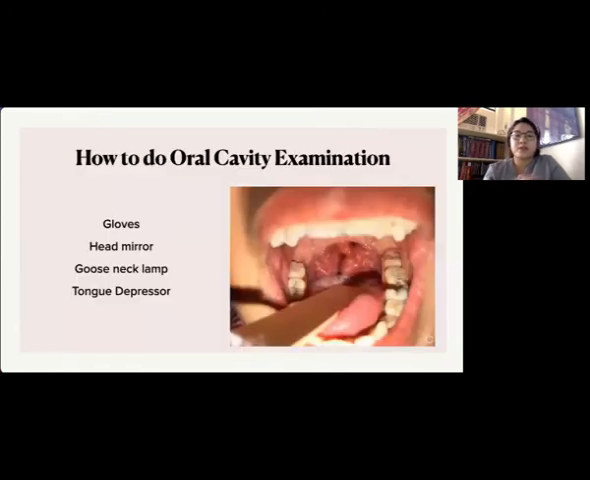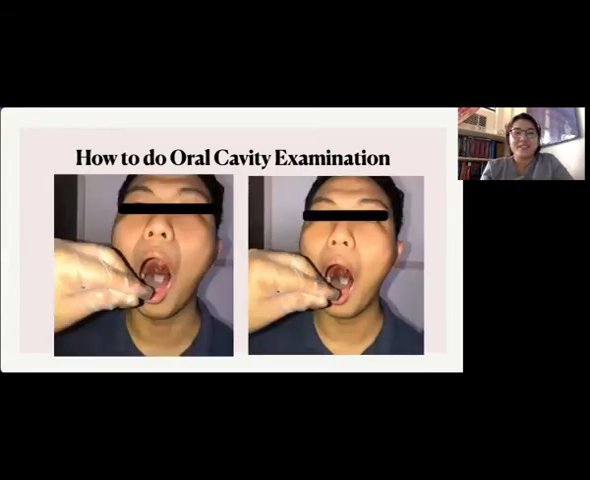So how are we going to do the oral cavity examination? We are to use our gloves, head mirror, gooseneck lamp, and also tongue depressor. When doing your oral cavity examination, make sure you ask the patient if the patient has dentures. He or she must remove the denture. Also, you are to have a gloved hand. With a tongue depressor, you are to depress only up to the anterior 2/3 of the tongue, so as not to elicit any gag reflex on the patient. Then you are to examine everything that you see.